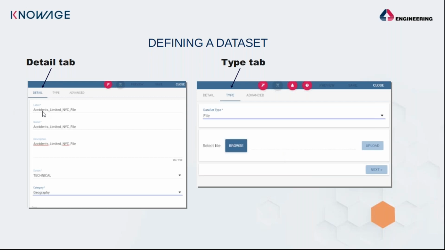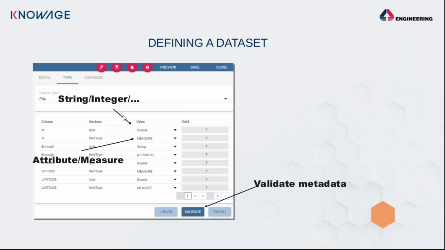So we give a label, a name, and a description to the dataset. We specify that this dataset is technical and the category is, for instance, geography. We switch to the type tab where we say that we want to load a file dataset, and this window appears. You browse your personal folders, upload the file, and then click on next. Once you click on next, it tells you, okay, I recognize these columns.